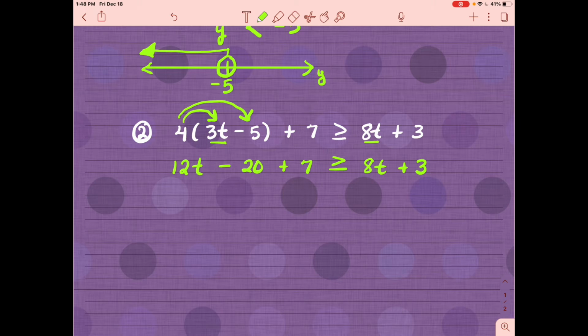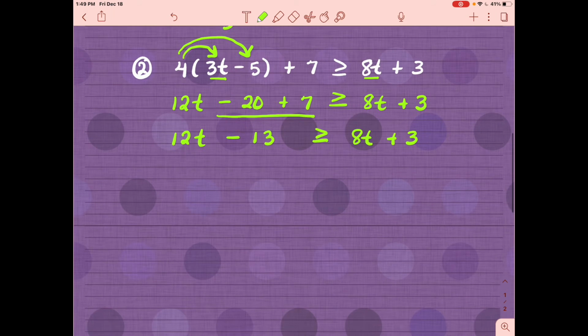Now I can try to get my like things together. So I think what I'll do is go ahead and add these two things together so I don't have them just being all messy. Minus 13 is greater than or equal to 8t. So I haven't really done anything except to just sort of simplify things. I want to get my numbers together and my t's together so I can choose which I want to do first. There's a bunch of things I could choose. Whoops, that is not correct.